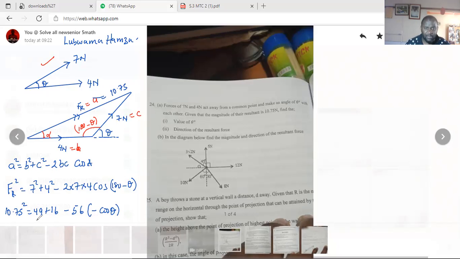We can now make cos theta the subject. Someone square for me. When you square 10.75, that's 115.5625, which is equal to 49 plus 16. The answer is 65. Minus now becomes a plus 56 cosine of theta. When you cross over, we subtract: 115.5625 minus 65. When you take off 65, there's a balance of 35. 35 plus 10, 45, 50.5625 is equal to 56 cos of theta.